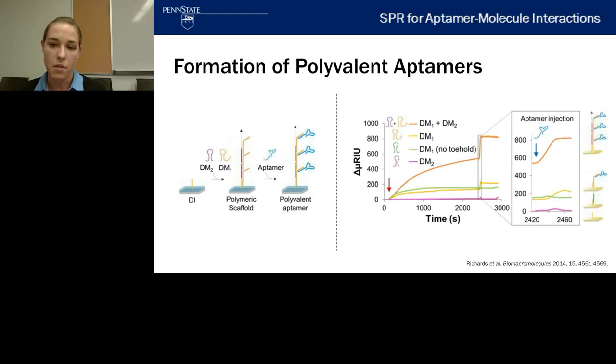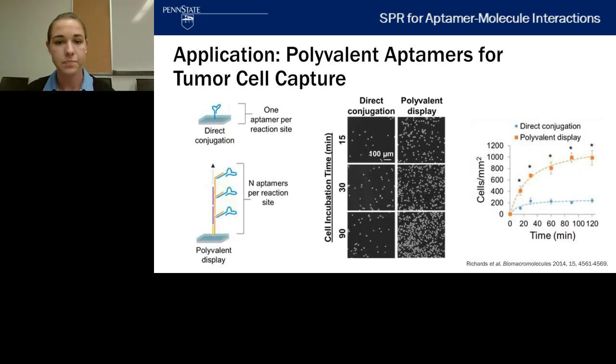When we have a polymer scaffold, we can see in the inset that the aptamer injection results in a larger increase of mass, which would show that polymeric and polyvalent aptamers have been formed. And this occurs relatively quickly, less than 2 minutes. So we can use this polyvalent aptamer system to increase the ligand display for the capture of circulating tumor cells.